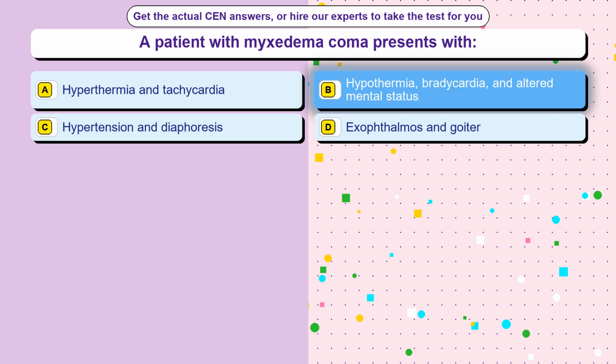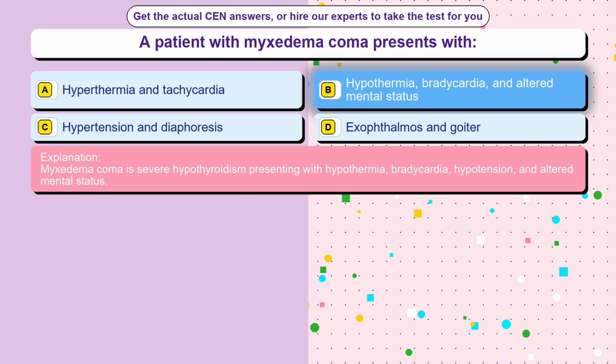The correct answer is Option B, hypothermia, bradycardia, and altered mental status. Myxedema coma is severe hypothyroidism presenting with hypothermia, bradycardia, hypotension, and altered mental status.